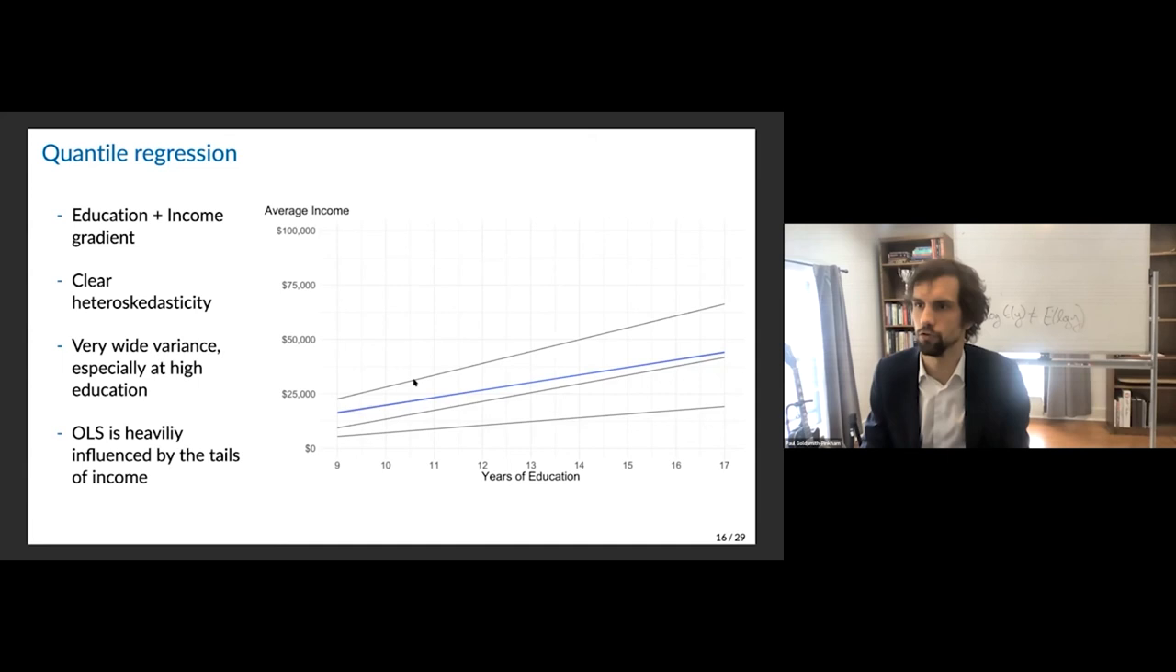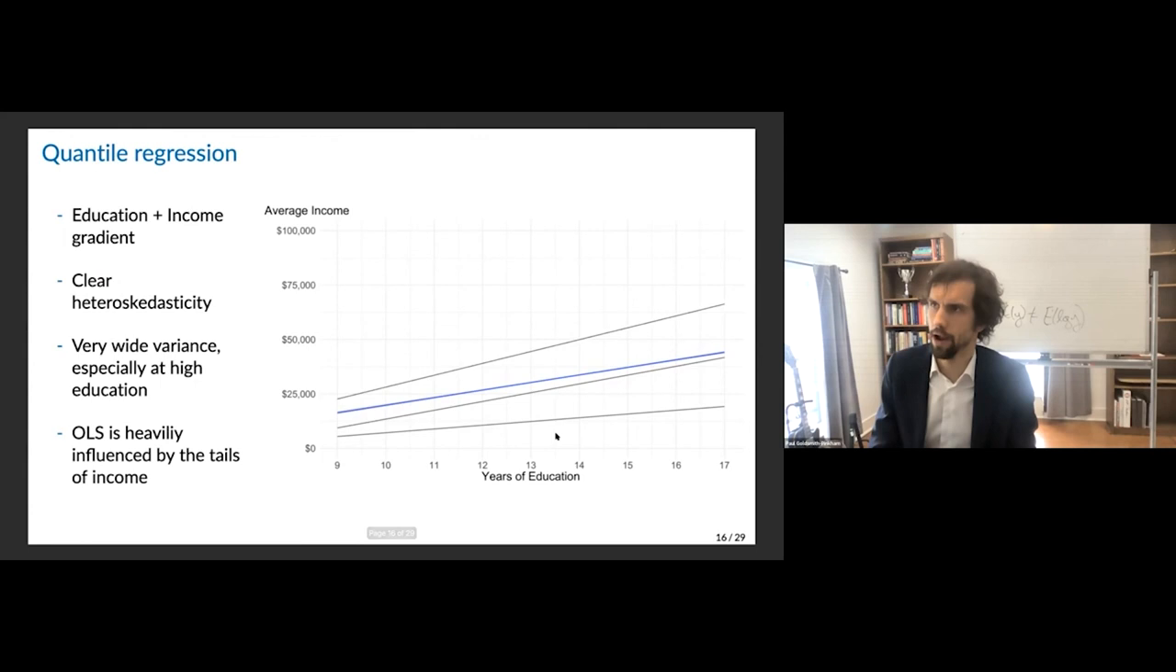So really the piece to take away here is that it's not nearly as influenced by these outliers, especially in the lower part. The quantile distribution is getting a much clearer sense of the returns to education across this distribution.